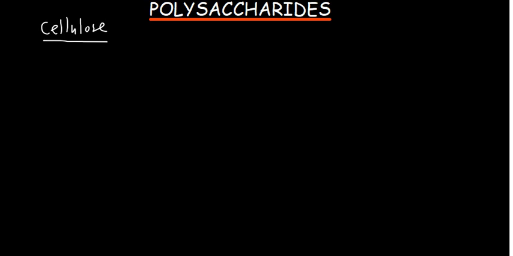Cellulose is a structural polysaccharide used in structures, and it is found in the cell wall. It is insoluble, and I think it's the only polysaccharide made up of beta glucose molecules. The others are made from alpha glucose molecules. Let me draw the structure so you see how it appears.